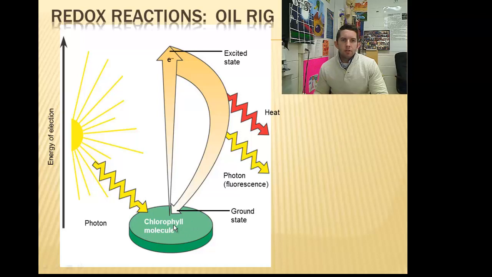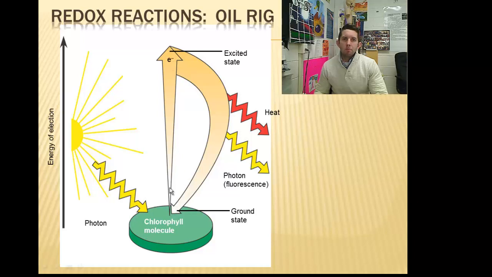But the initial energy input is from the sun, and it's going to be taken in by an antenna complex, which is a whole bunch of pigment molecules in the thylakoid membrane, and that energy from this photon of light is going to be funneled to a reaction center. And in that reaction center are chlorophyll A molecules. And those chlorophyll A molecules get excited by that photon of light. And that excitation causes them to lose an electron.